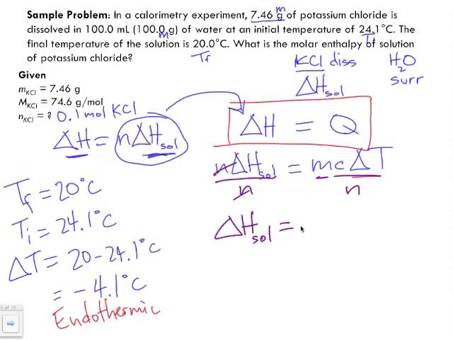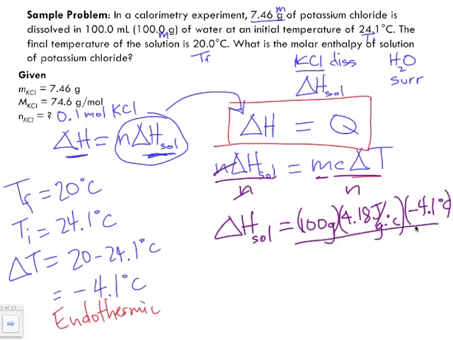So the mass of the water, we got 100 grams. We're going to multiply that by the specific heat capacity of water, which is 4.18 joules per gram degrees Celsius. And we're going to multiply it by negative 4.1 degrees Celsius. We're going to divide this by the number of moles that we got of the potassium chloride, which is 0.1 moles.